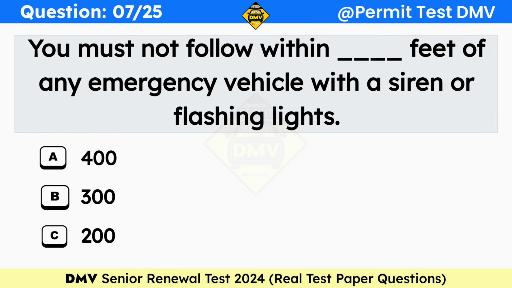Question 7. You must not follow within feet of any emergency vehicle with a siren or flashing lights. Option A. 400. Option B. 300. Option C. 200. Correct answer. Option B. 300. It is against the law to follow within 300 feet of any fire engine, law enforcement vehicle, ambulance, or other emergency vehicle when their siren or flashing lights are on.